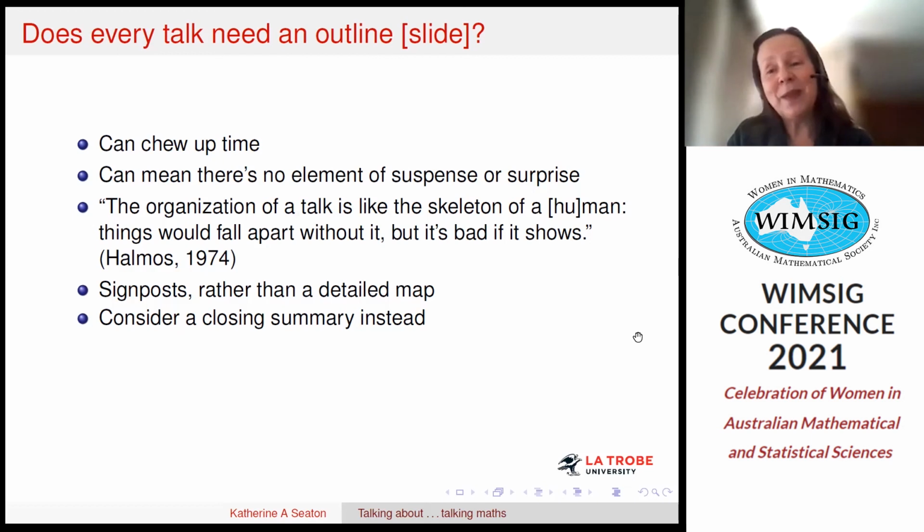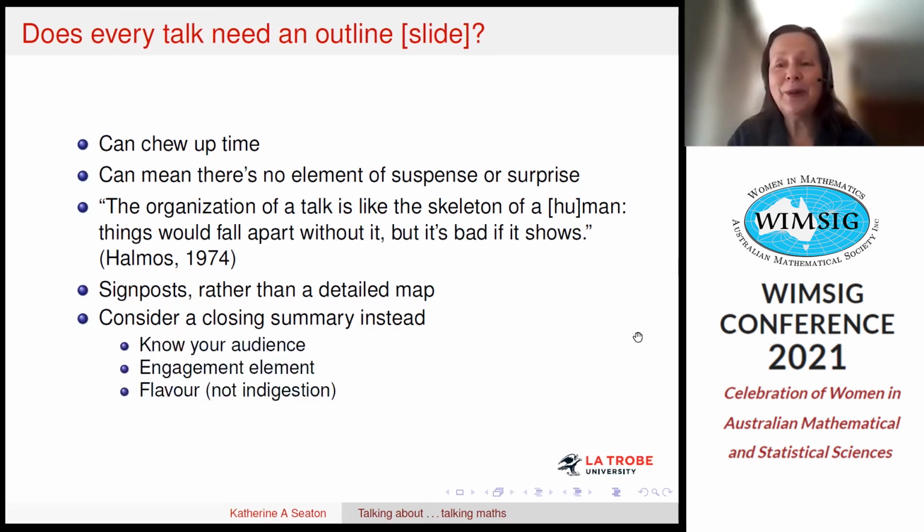And I would suggest maybe give a closing summary instead of an introduction. So here's my closing summary. The 3 points I made in my talk were: know what your audience is, include some kind of engagement element, and make sure you give people a good flavour, but don't give them indigestion.